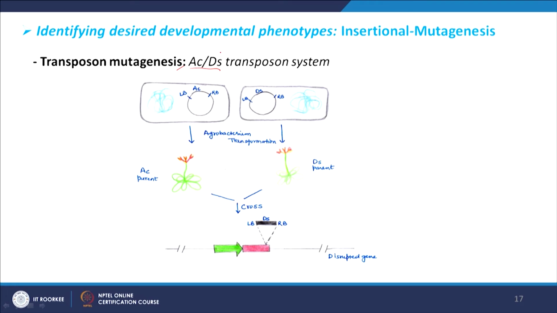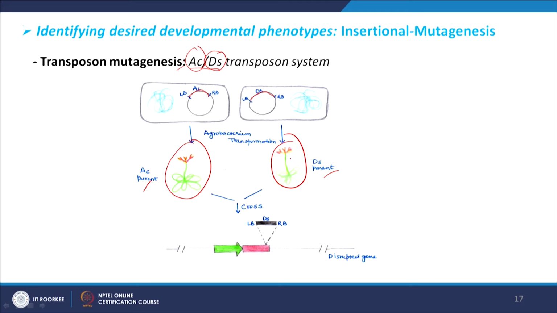So, the second way of generating mutation is transposon-based mutagenesis. One very commonly used transposon is Ac/Ds based. Ds is the element of the transposon which actually jumps, which gets excised from one place and integrated into another place, and Ac is the part which helps in the process. So, what you can do is engineer a Ti plasmid and put Ac in one Ti plasmid in Agrobacterium, and put Ds in another Ti plasmid in Agrobacterium, and generate independent transgenic lines, one for the Ac element, one for the Ds element.